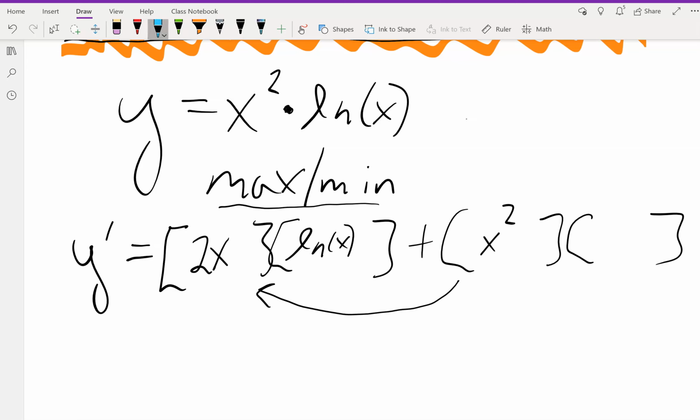The derivative of ln of x goes into there, because that's the product rule. The derivative of ln of x is the derivative of the inside, 1 over the inside. And so there is my derivative by the product rule.